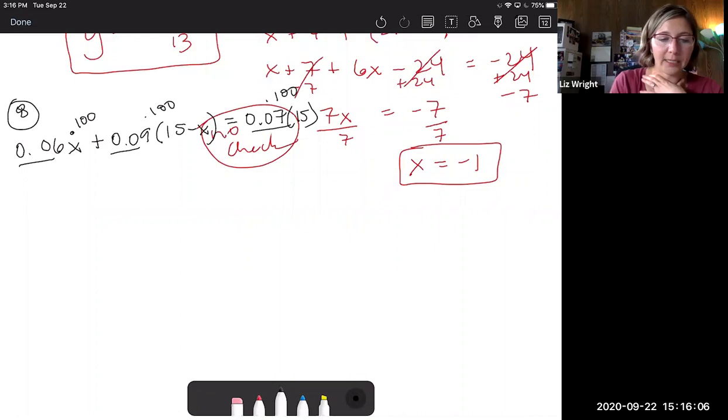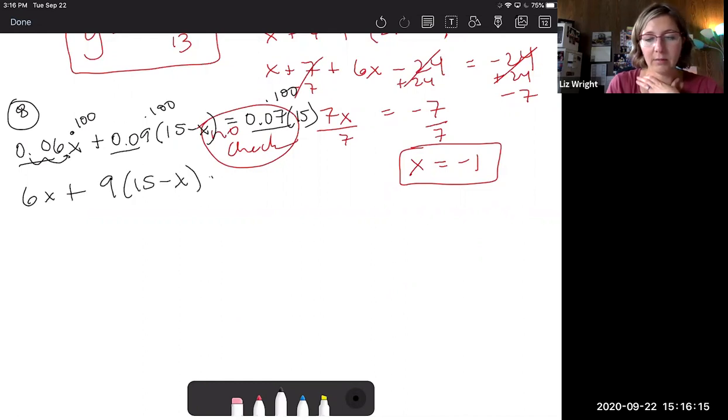And that would clear your decimal, because that's going to move this over 2 places. So you'd have 6x plus 9 times 15 minus x equals 7 times 15. And then they don't even have you solve the problem. They just ask you, what do you need to multiply this equation by in order to clear the decimal? And so your answer for that one would just be 100. You don't have to finish that one either. I just wanted to point that out to you.